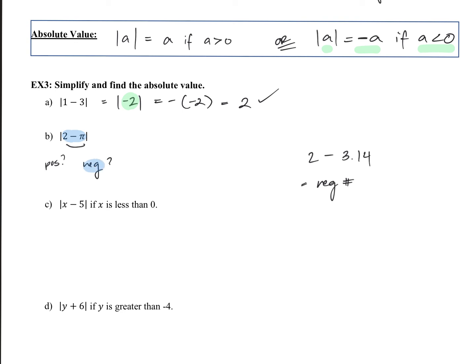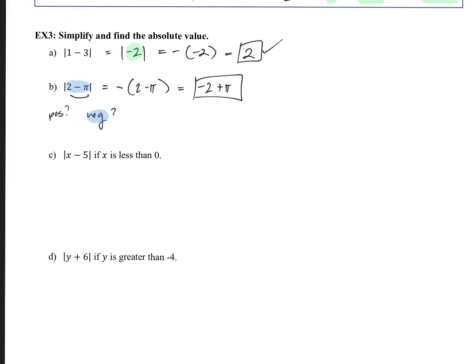So to drop the parentheses, I need to take the opposite of what's inside. A way I think of it is, before you leave the house, if you have a negative attitude, you should change it to a positive attitude. So we know that originally it's negative, so we're going to take the opposite of what's on the inside. And we can simplify that to negative 2 plus pi. And there's our answer right there.